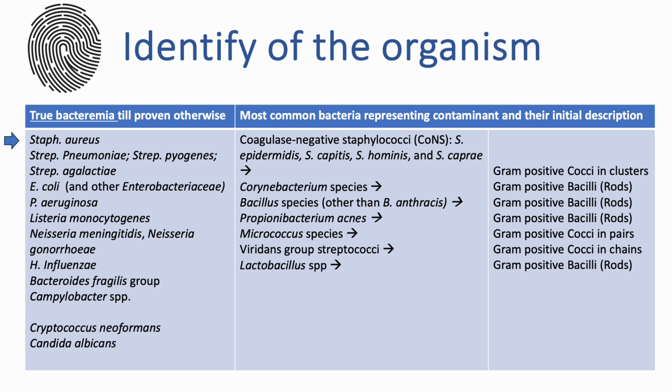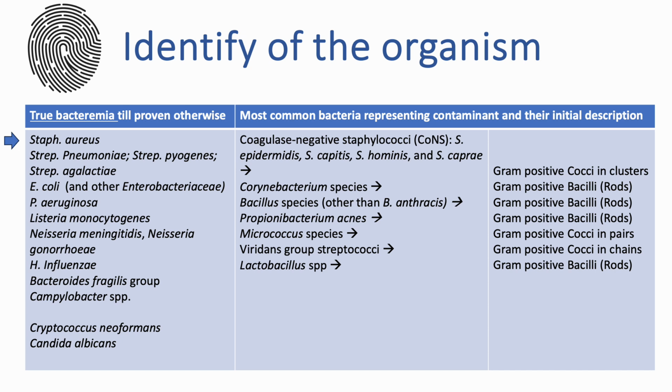The second factor is the identity of the organism, the type of the organism. Some organisms are known to be associated with contaminant blood cultures, and other organisms should be considered true bacteremia until proven otherwise. For example, Staph aureus is almost always considered true bacteremia because it's a serious infection and can be associated with serious outcomes. So Staph aureus is true bacteremia until proven otherwise.